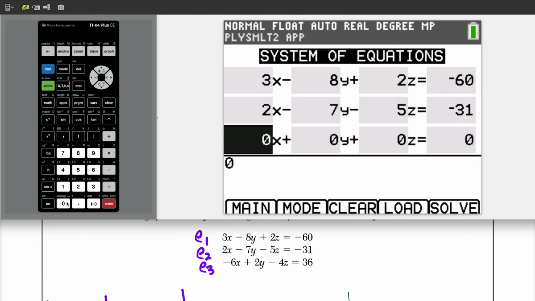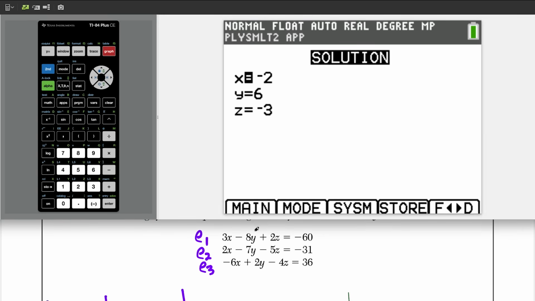And I'll do this one more time. For the last equation, I have negative 6. This time I have to use the negative. So negative 6x plus 2y. And then we have minus 4z equals 36. And then I just press graph to solve this.